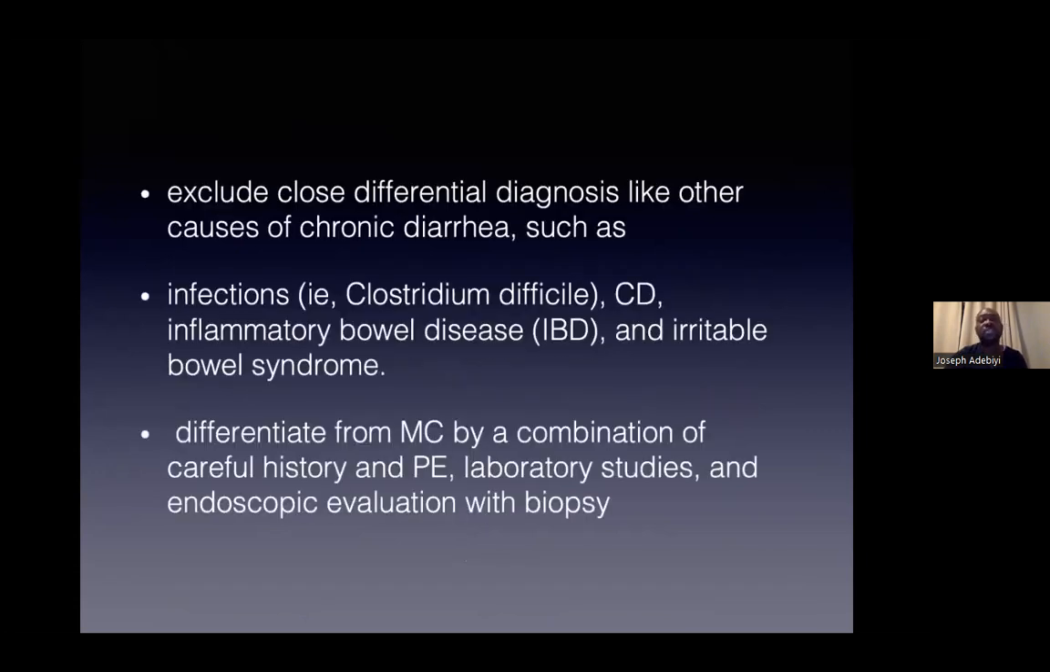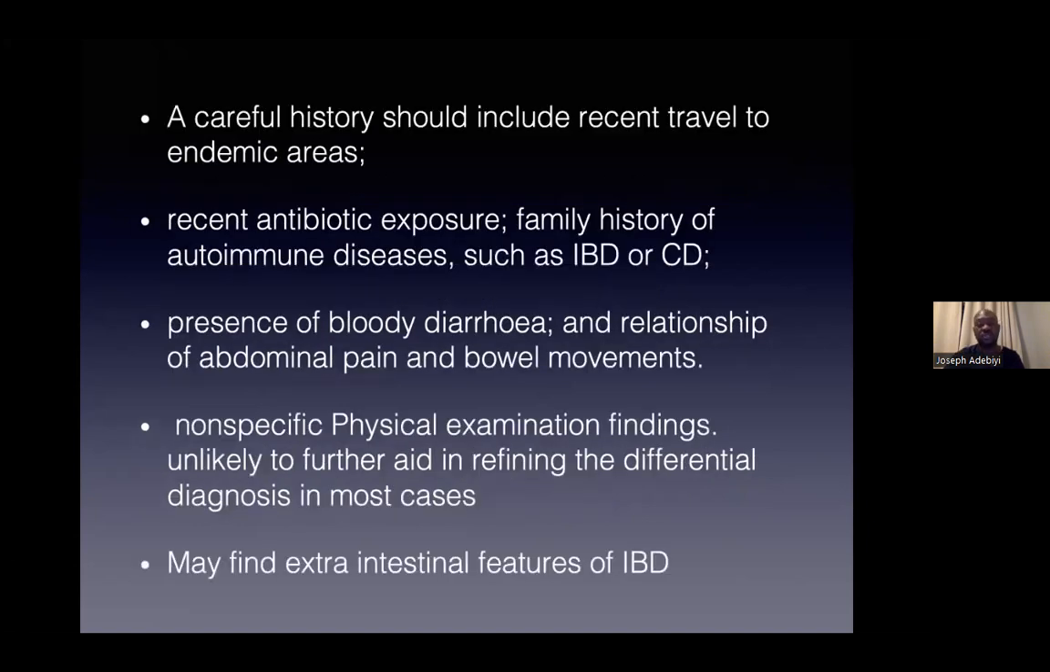In terms of diagnosis, you want to, first of all, exclude close differentials for causes of chronic diarrhea. So you want to exclude chronic infections. You want to exclude things like celiac disease, inflammatory bowel disease, and irritable bowel syndrome. And you do this by a combination of careful history, physical examination, laboratory studies, and endoscopic evaluation with histology.